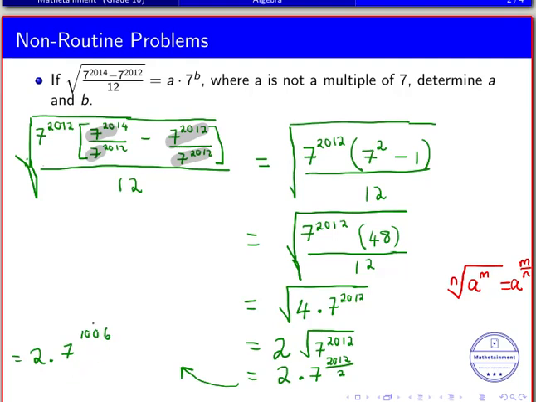1006. And remember, we want to find our values of a and b. By looking at this, you can see that a is actually 2 and b is 1006. These are your values of a and b. We just changed that quantity and made it look in this form of a times 7 to exponent b.